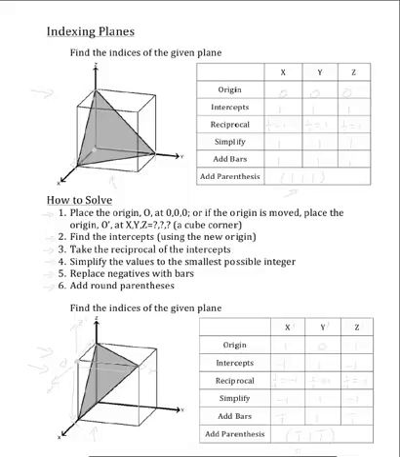For this pencast, we will be solving for the indices of the two planes shown below. So we will be looking for sets of numbers which will define the locations and orientations of the planes within their respective cubic unit cells.